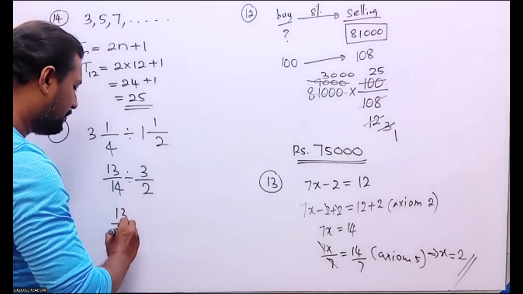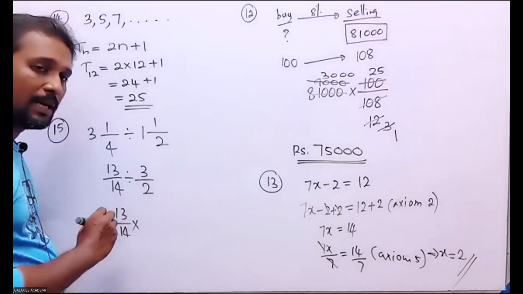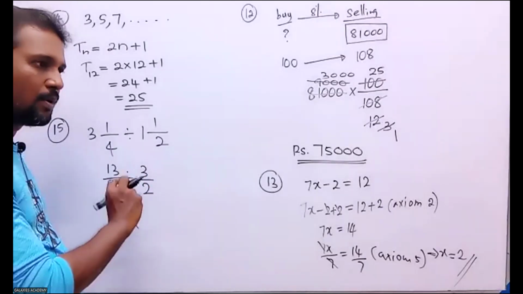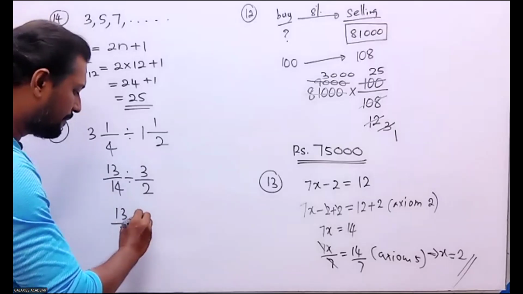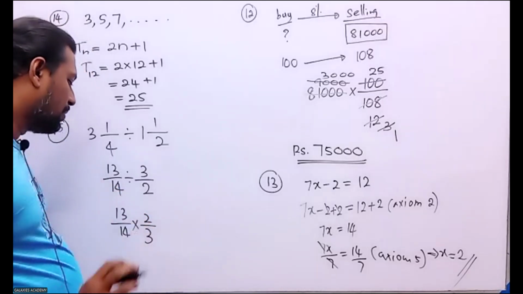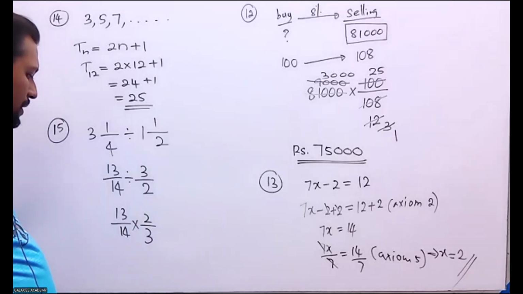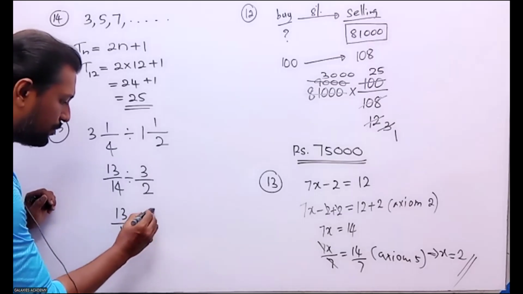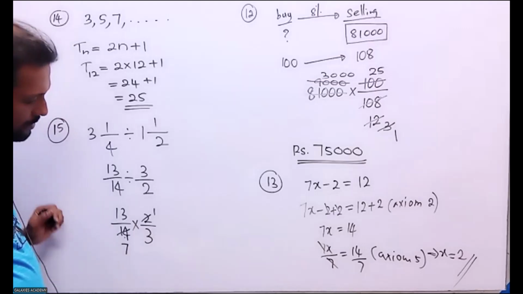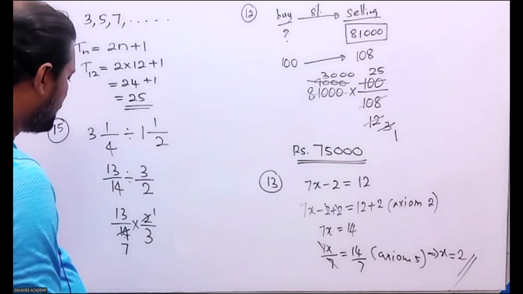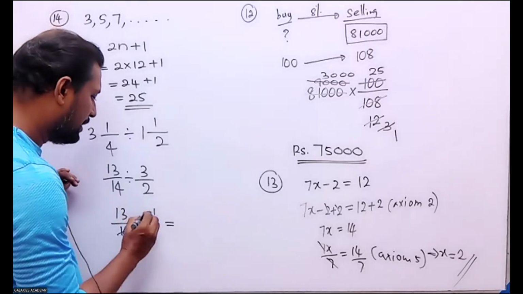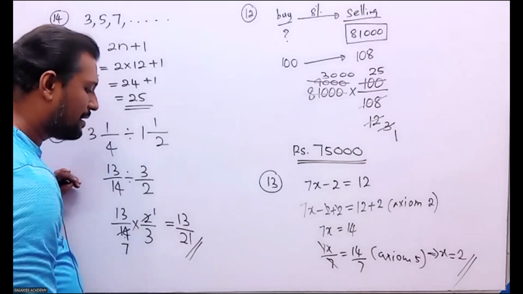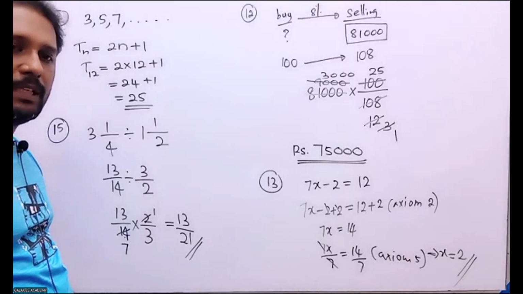Then 13 over 4. Division we have to write as multiplication. Also, after the division sign, you have to write the reciprocal of the fraction. Reciprocal means interchange the numerator and denominator. So here you have to write 2 over 3. Right, then you can simplify. 2 and 4 we can divide by 2. Then we can't simplify further. So 13 multiply 1, 13. 7 multiply 3, 21. So what is the answer? 13 over 21. It is the 15th question.